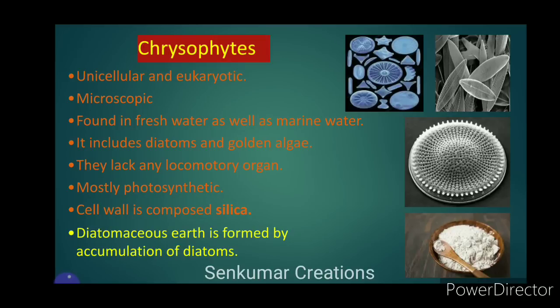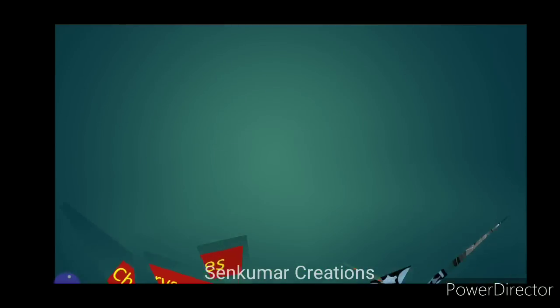Diatomaceous earth is formed by accumulation of diatoms. Diatomaceous earth means a huge number of diatoms were present somewhere in the ocean. The accumulation of a lot of diatoms together is what forms diatomaceous earth. Okay, the next one we can see.